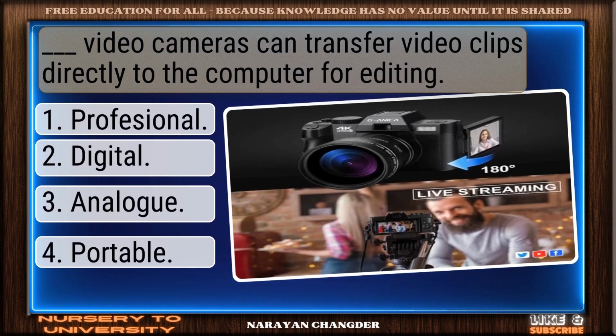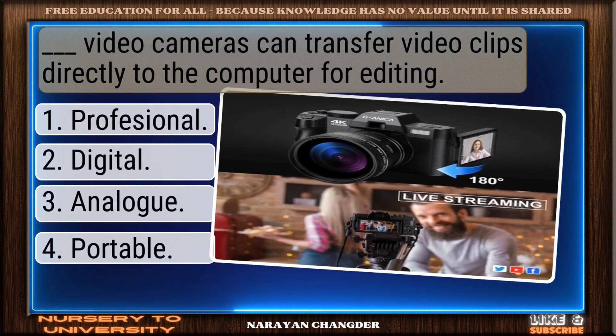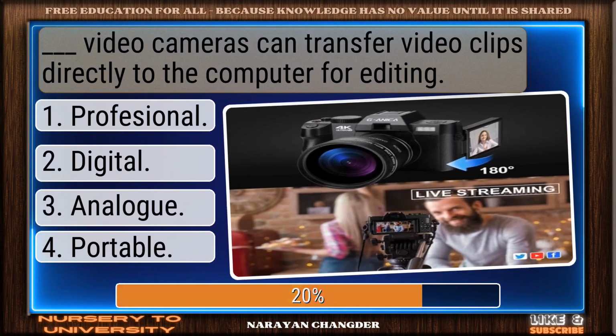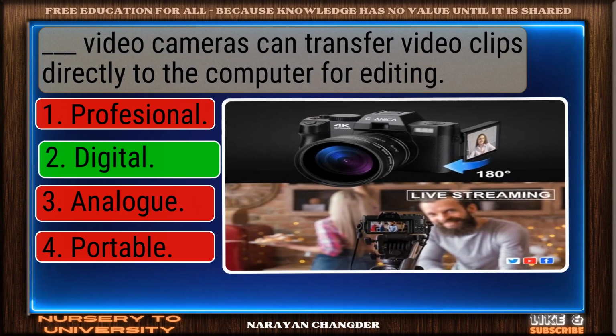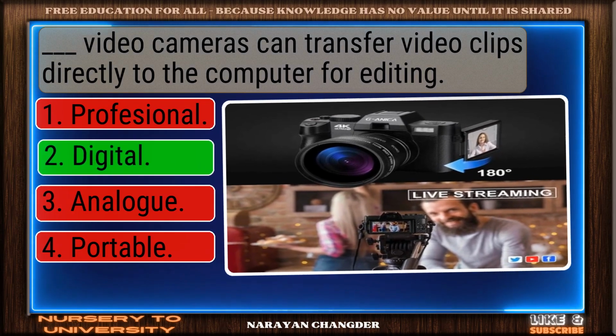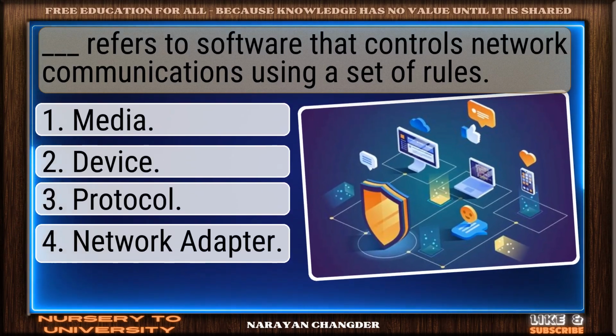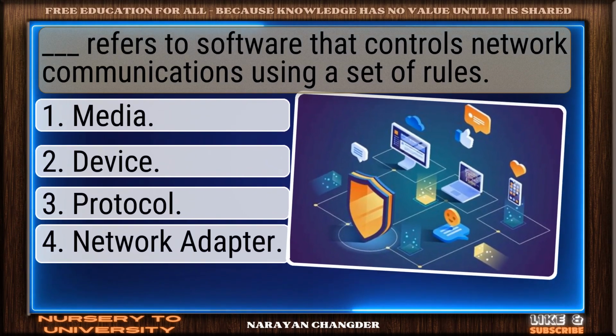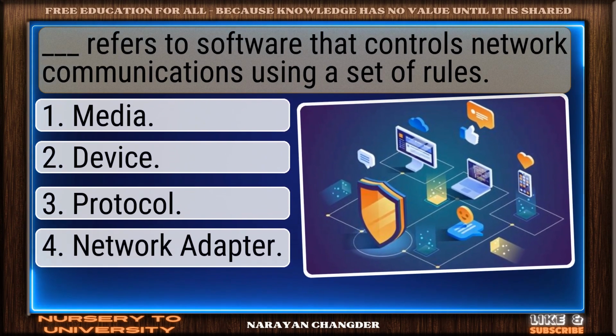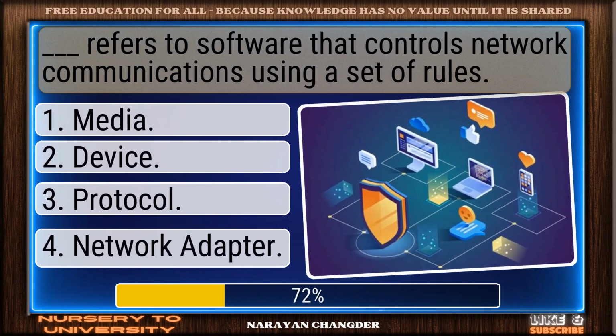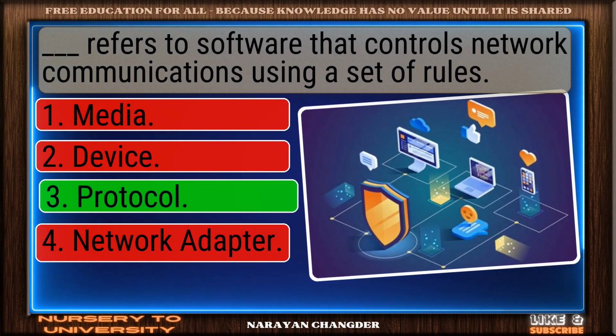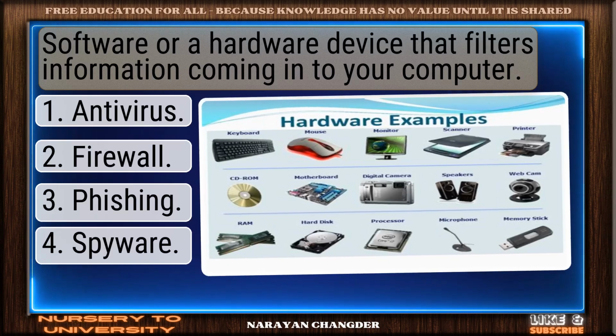Dash video cameras can transfer video clips directly to the computer for editing. Right again. Digital is valid. Dash refers to software that controls network communications using a set of rules. Well done. Protocol is right.